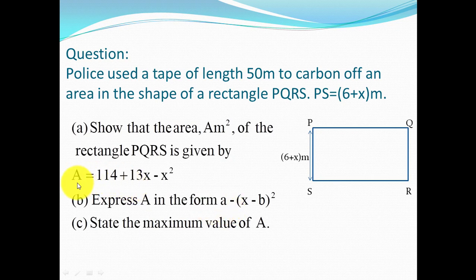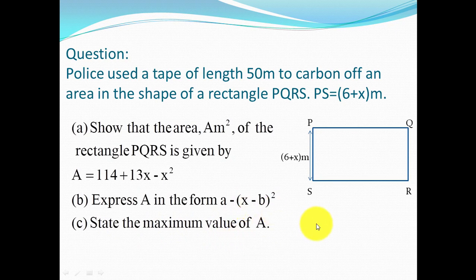It means that this is the expression of the area, and we reduce it to this form. Here A is a constant, something constant minus x minus something constant. B plays a role of constant, so a minus (x minus b) whole square. Like this expression we have to obtain. Let's see how we can determine this expression and also state the maximum value of A.